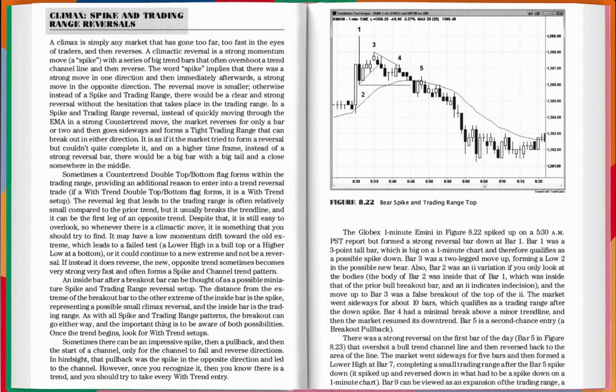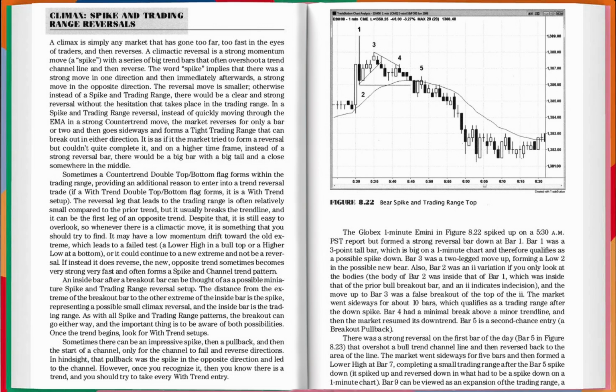In a spike and trading range reversal, instead of quickly moving through the EMA in a strong countertrend move, the market reverses for only a bar or two and then goes sideways and forms a tight trading range that can break out in either direction. It is as if the market tried to form a reversal but couldn't quite complete it, and on a higher time frame, instead of a strong reversal bar, there would be a big bar with a big tail and a close somewhere in the middle.